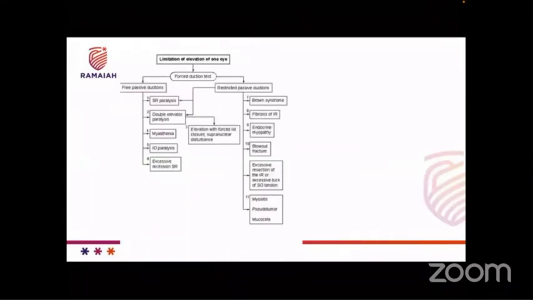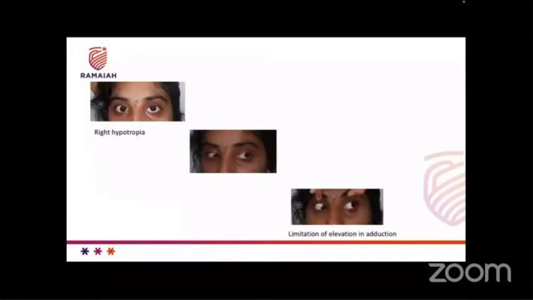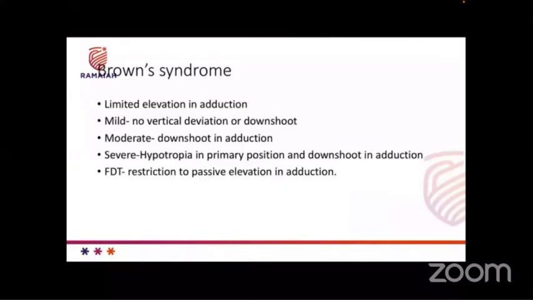First is limitation of elevation of one eye. If you have a restricted force duction test, you can consider Brown's, fibrosis of inferior rectus, endocrine myopathy, or blowout fracture. So look at this case. You have a right hypotropia, and you have a limitation of elevation and adduction. So this is a case of Brown's syndrome. In Brown's, you have limited elevation and adduction.